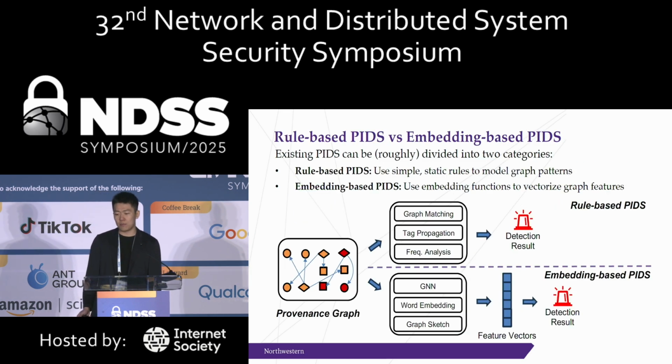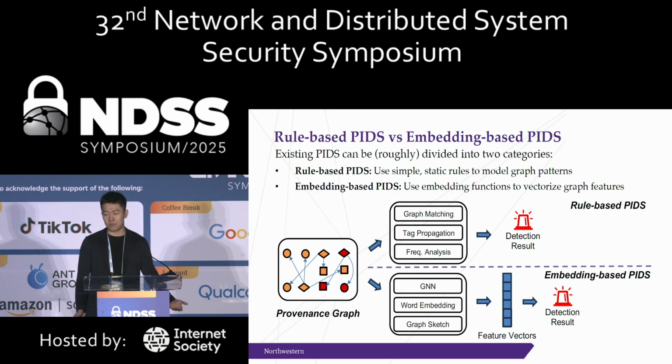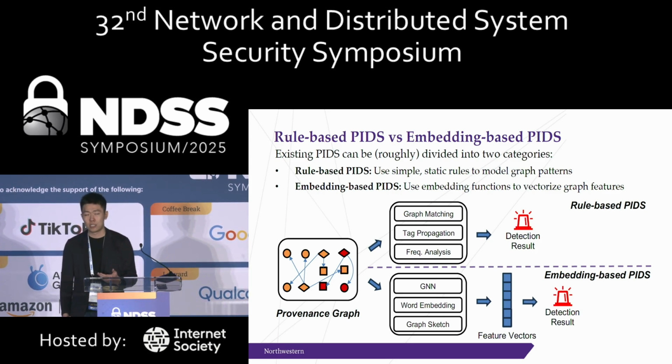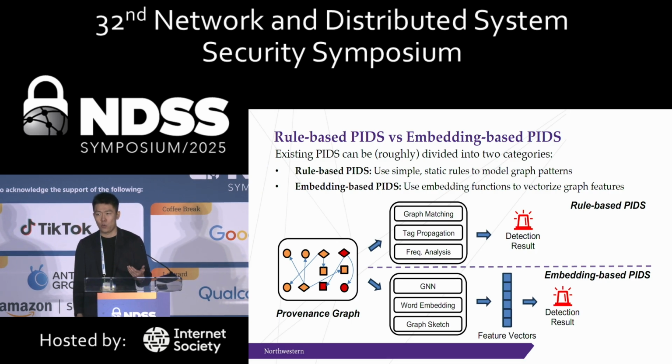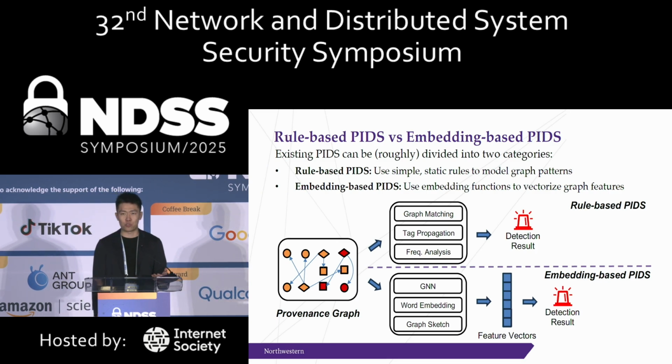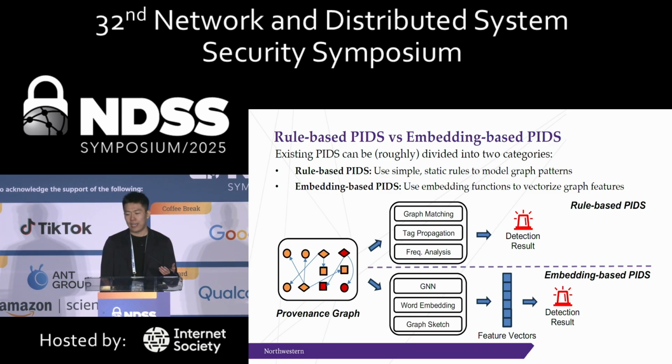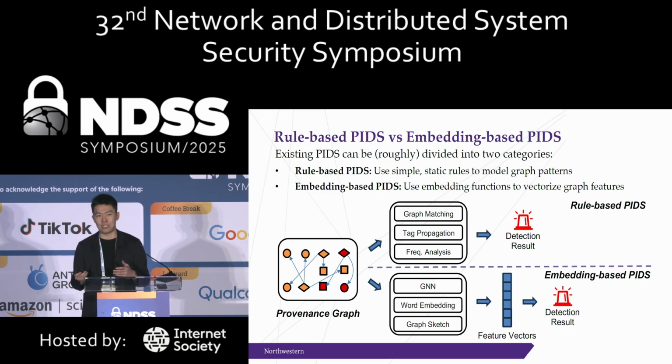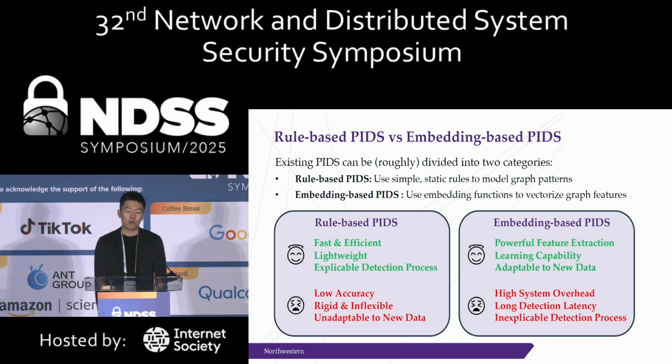The existing provenance-based intrusion detection systems can be roughly divided into two categories. The first is the rule-based PIDS, where we use simple static rules to model the graph patterns. The other category, the embedding-based PIDS, has been very active in recent years. In this category, people use embedding functions to learn graph features from the provenance graph, using tools like graph neural networks to extract feature vectors and use these vectors for the following detection.